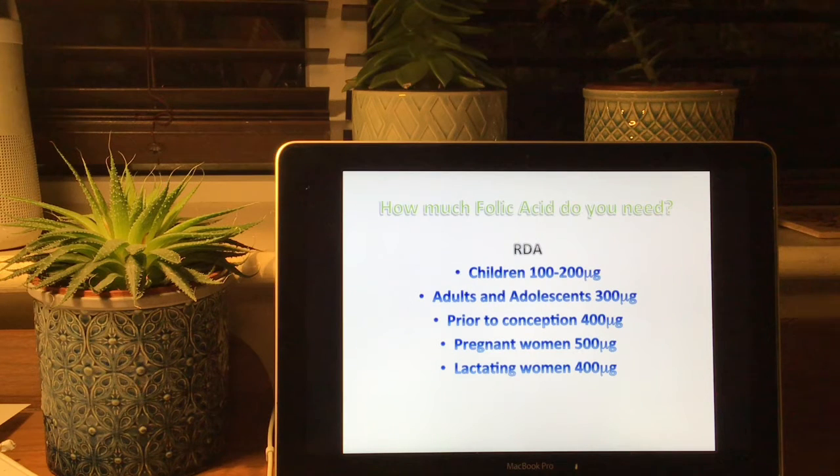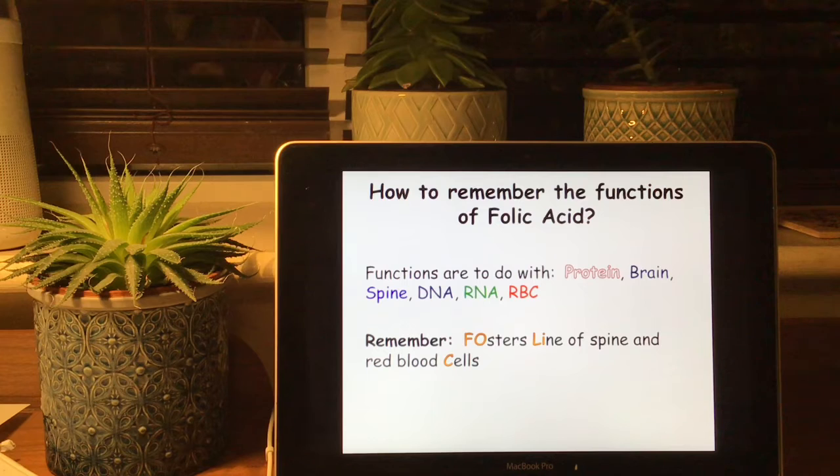So for children, it's 100 to 200 micrograms. For you, adolescents, it'll be 300 micrograms. As you know, prior to conception, we're talking about 3 months prior to conception, you would need to have 400 micrograms. Then while one is pregnant, it would be 500. And then post-pregnancy, during lactation, which you might remember means breastfeeding, of course. So they're the RDAs.